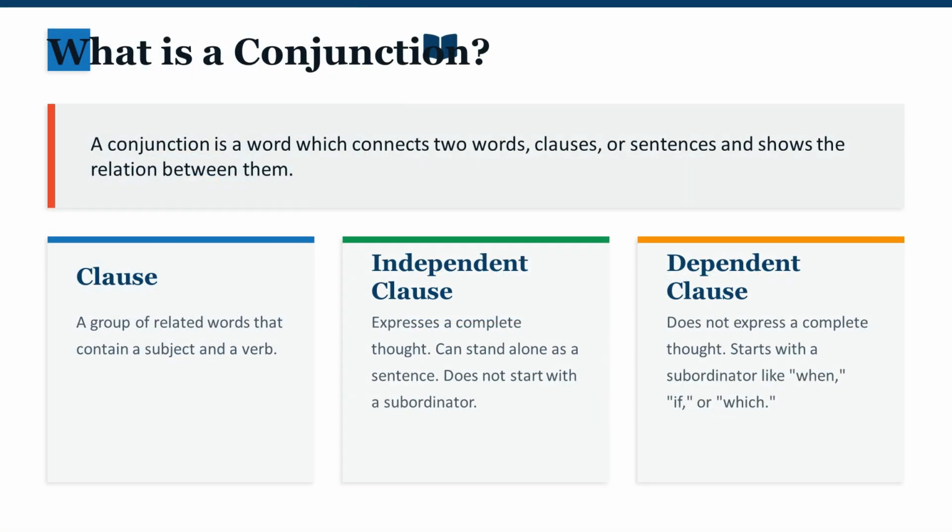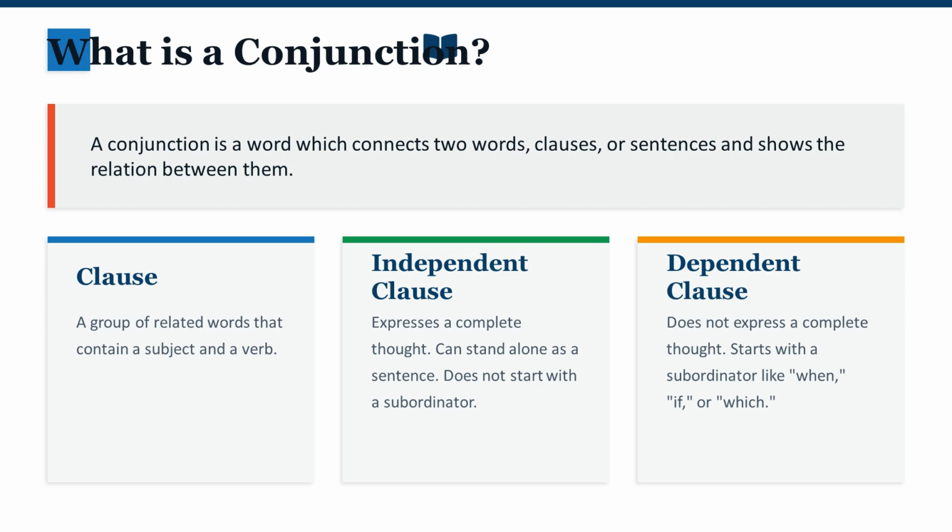So, what exactly is a conjunction? A conjunction is a word that connects two words, clauses, or sentences, and shows the relation between them. Before we dive deeper, let us understand some important terms. First, a clause. A clause is a group of related words that contain a subject and a verb.